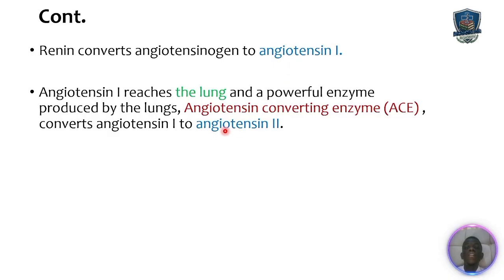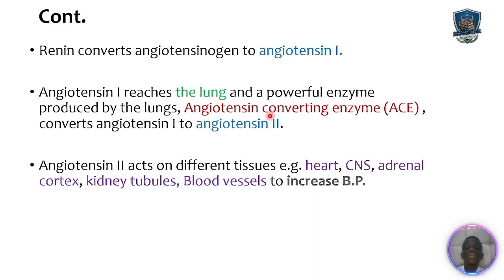So, I hope till there we are together. Remember, our final product here is the angiotensin 2. Angiotensin 2 now is the culprit that works on various organs to ensure that our blood pressure is increased. So that you should not forget. Now, our angiotensin 2 will act on different tissues or different organs.